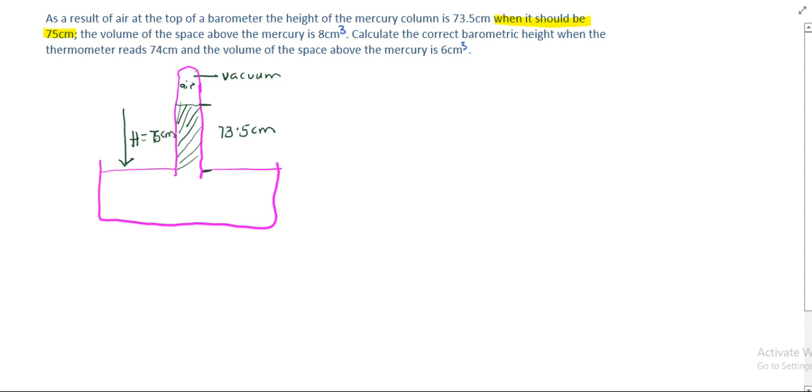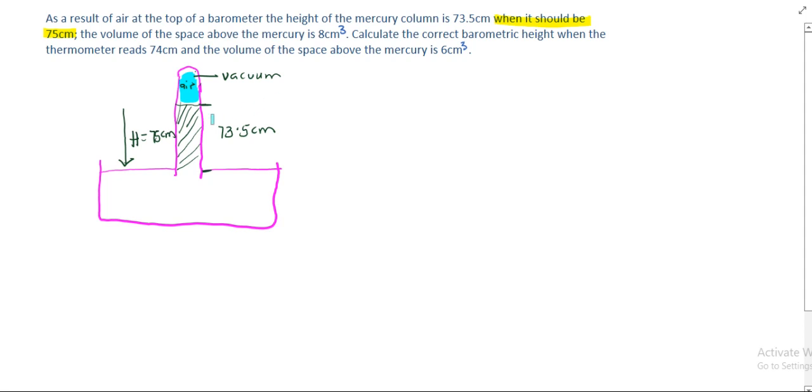But the barometer is now giving us the value of 73.5 centimeter because of the air which is in the barometer. If this space that we have here did not contain air, this barometer would have given us a value of 75 centimeter of mercury. So we're told that the height of the mercury column is 73.5 centimeter when it should be 75 centimeter.